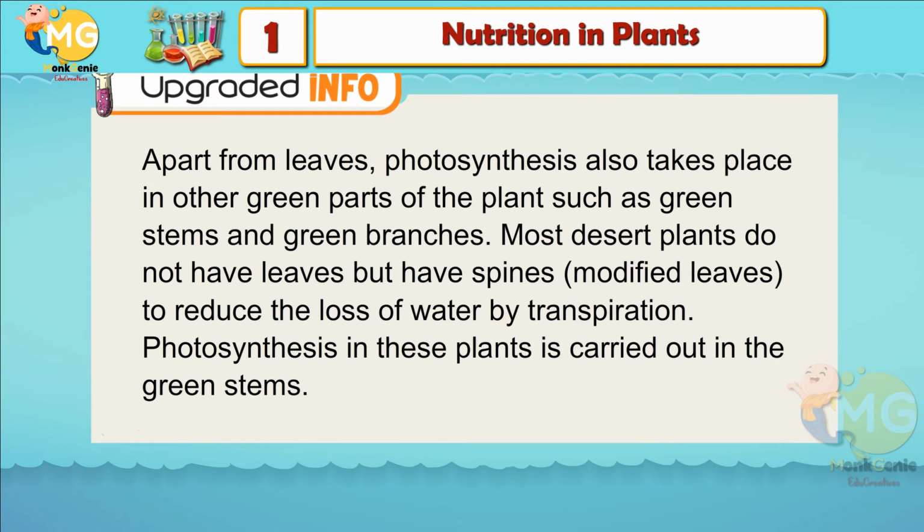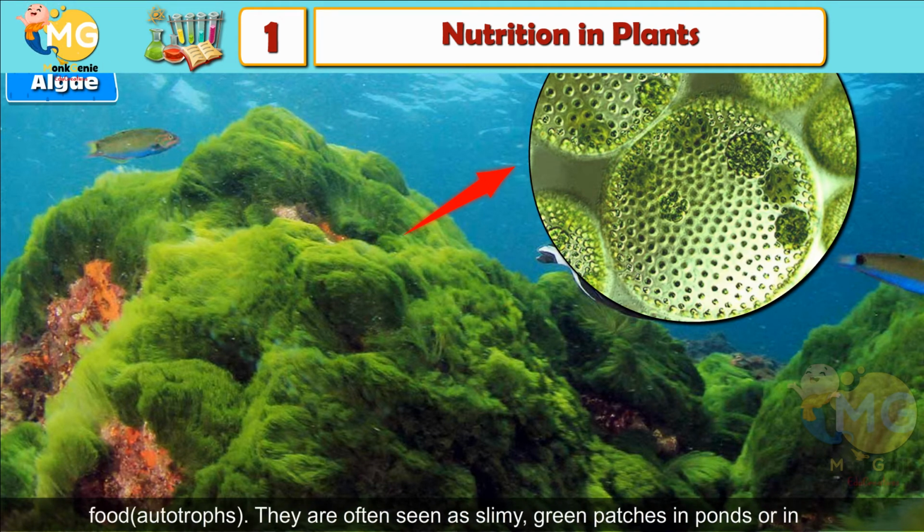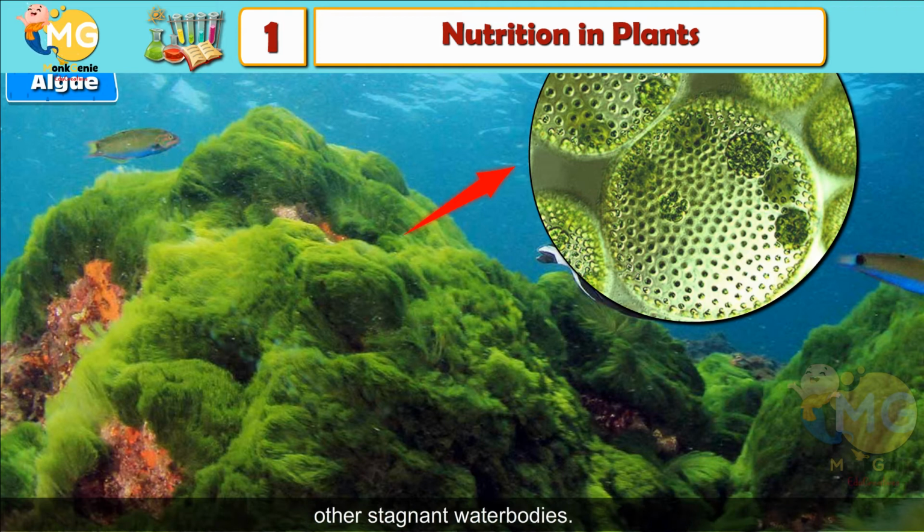Apart from leaves, photosynthesis also takes place in other green parts of the plant, such as green stems and green branches. Most desert plants do not have leaves but have spines, modified leaves, to reduce the loss of water by transpiration. Photosynthesis in these plants is carried out in the green stems. Algae. Algae are among the common organisms that produce their own food, autotrophs. They are often seen as slimy, green patches in ponds or in other stagnant water bodies.